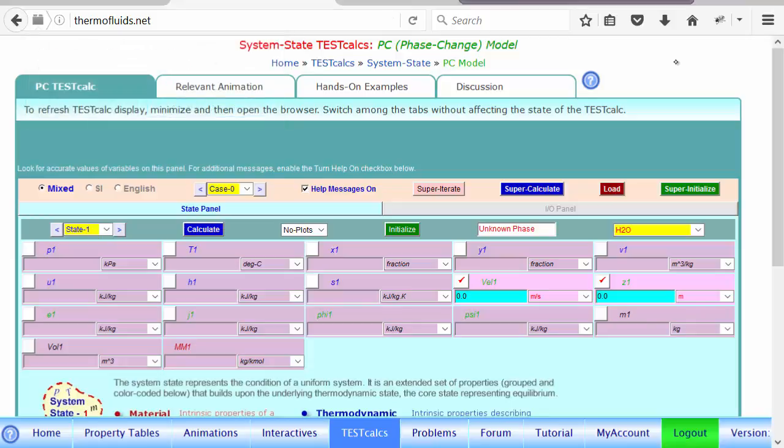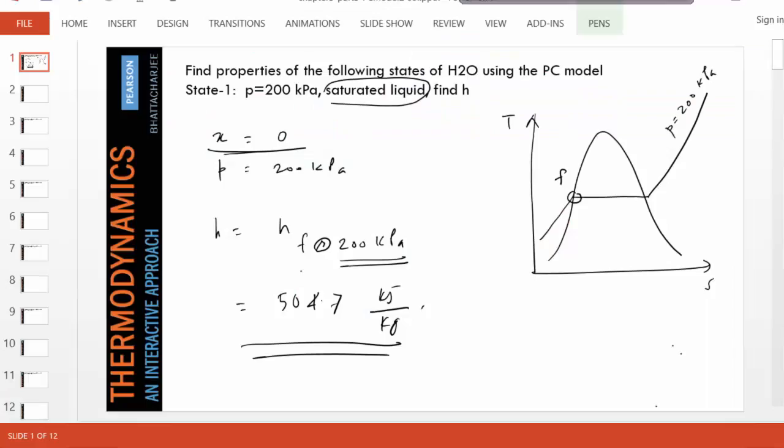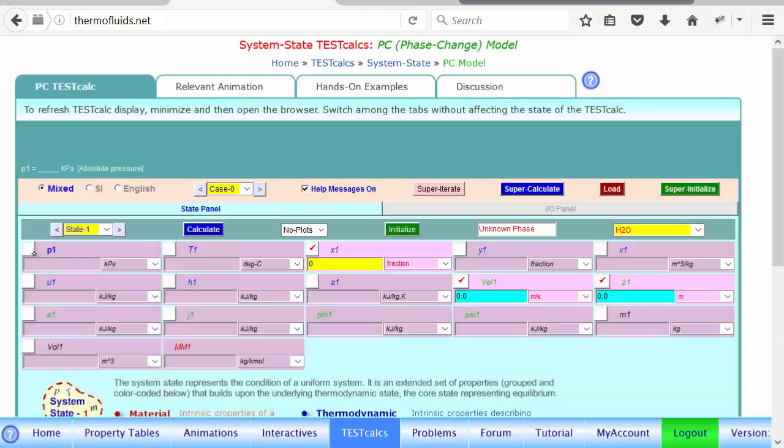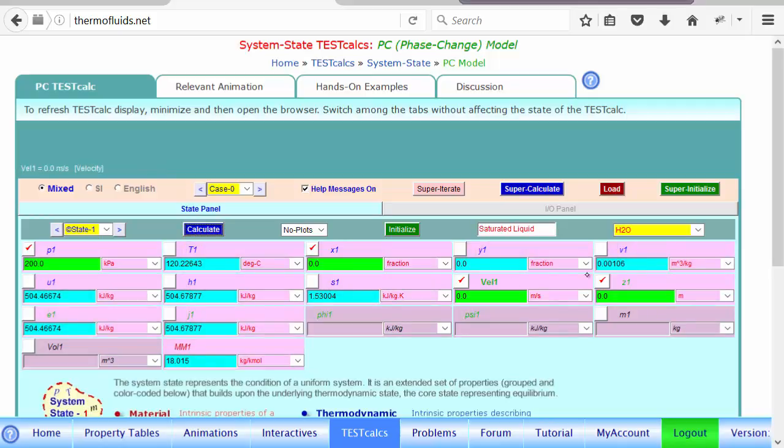Okay, so what is given? Recall that H2O is already chosen here. X is 0, which corresponds to saturated liquid. And what is the pressure given? Let's go check quickly. Pressure is 200 kPa. So we come back, put 200 kPa there and click calculate. And the enthalpy is found right here, 504.